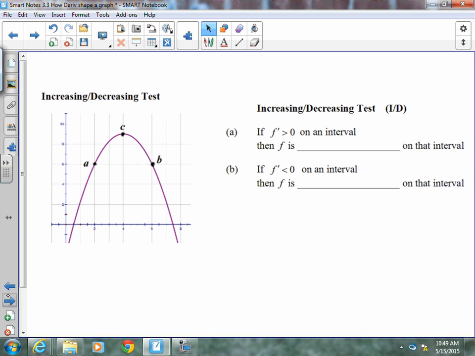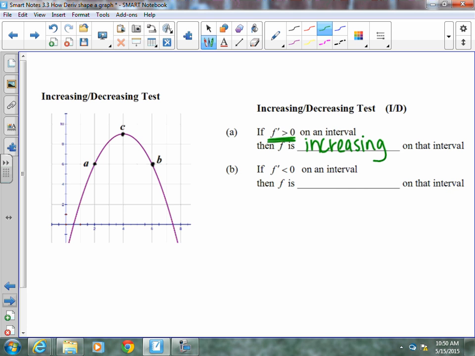So, the first one is the increasing-decreasing test. And it's somewhat common sense. It says if f prime of x is greater than 0, this means the slope is positive. If a function has positive slope, then what is it doing? Increasing. If f prime is less than 0, meaning the slope is negative, then the graph is decreasing.